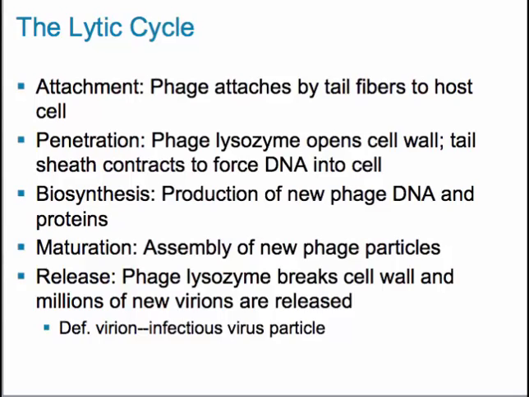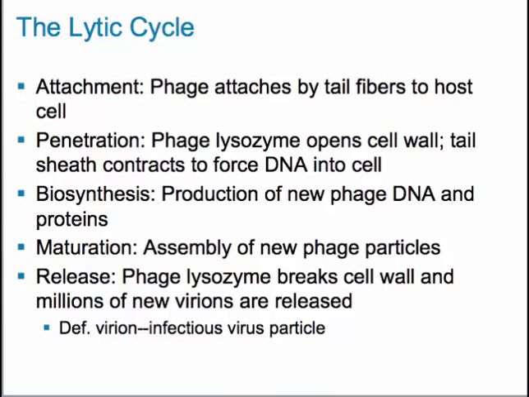Maturation happens then, which is assembly of the new phage particles. This generally happens in more or less a spontaneous manner. And then release happens when the phage lysozyme again breaks the cell wall and millions of new virions are released. Usually in the release phase, the cell wall is broken and the bacteria itself is lysed and killed.